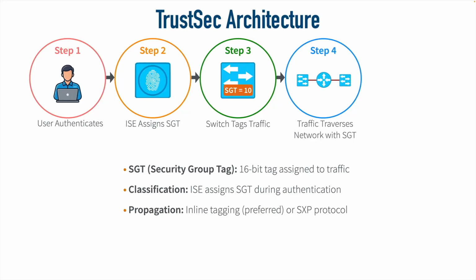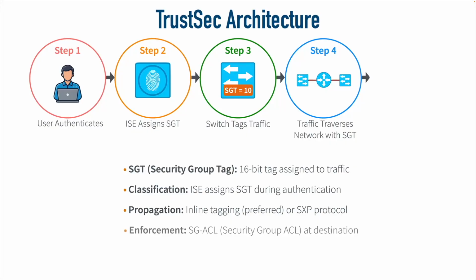The preferable method here is to do inline tagging. That's where the SGT is embedded inside of the Ethernet frame, but we might have some legacy devices that don't support that. In that case, we can use an alternative. It's called SGT Exchange Protocol, or SXP. That's going to allow us to communicate IP-to-SGT mappings out of band.